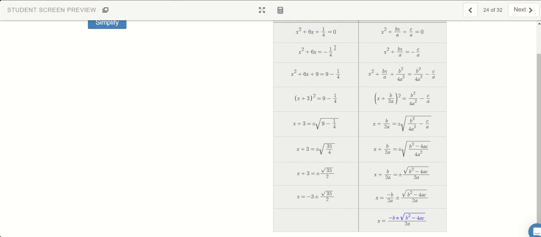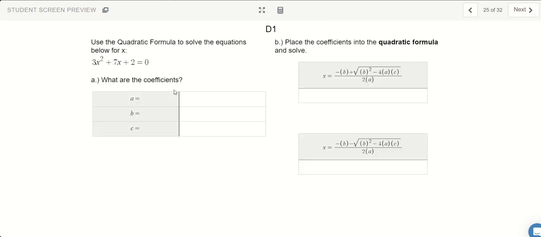So notice that we just followed the process for completing the square, but all we did was leave the letters alone, and we just did the same thing for completing the square. And after a whole bunch of algebra and moving things around, we end up with our quadratic formula. So knowing where it comes from isn't super important. What's more important is that we're able to use it. So let's go ahead and practice that.